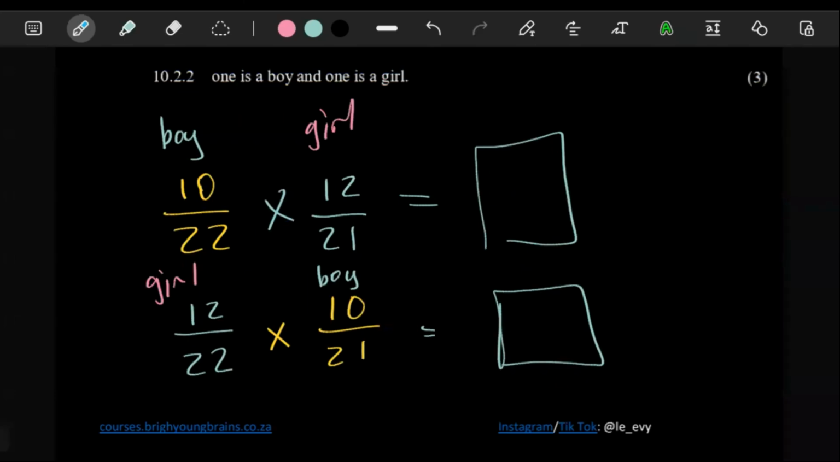So let's put those in the calculator. 10 over 22 times 12 over 21. So this is giving us 20 over 77. The bottom part, we have here 12 over 22 multiplied by 10 over 21. So that's going to give us, again, 20 over 77. Well, that's just a coincidence.